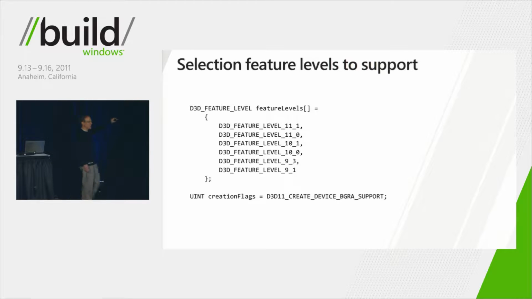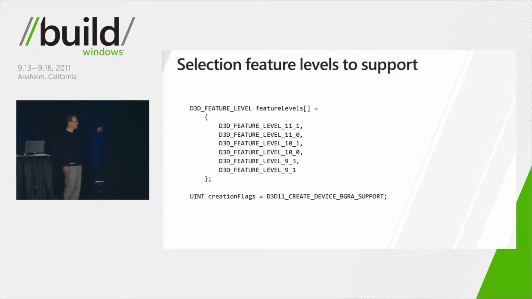I intentionally took out 9.2, which is also a feature level here, to show you that you don't have to specify all of them. In that case, if the hardware supports 9.2, but I don't really care about 9.2, it's going to step back to 9.1 instead and give me the capabilities of 9.1.